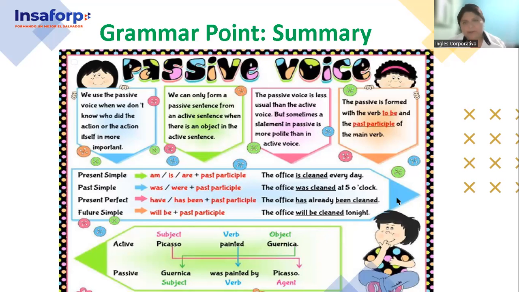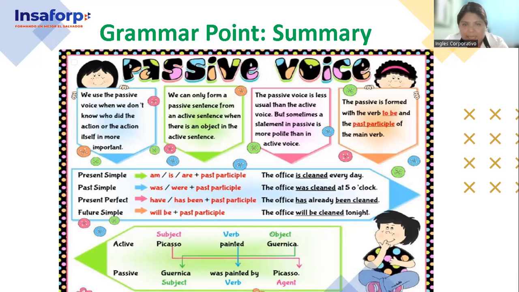Okay, so we have Jose. Jose, please help us. I think you're available. Help us reading the first part. We use the passive voice when. Okay. We use the passive voice when we don't know who did the action or the action itself is more important. Okay, so there is a grammar mistake, right? So remember, this is important. We use the passive voice when we don't know who did the action or the action itself is more important. So that's not important, right? The subject.